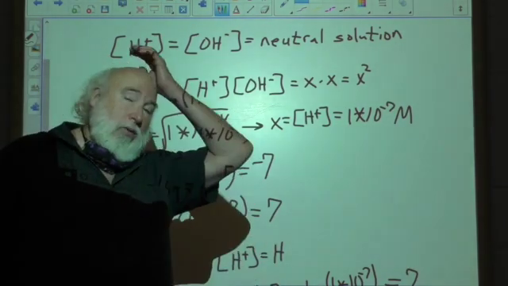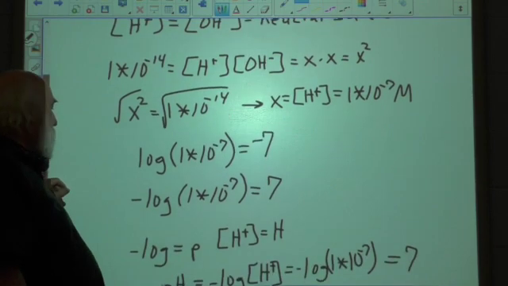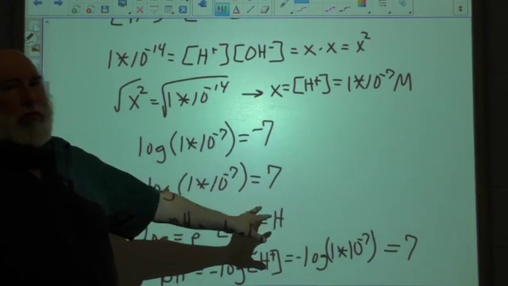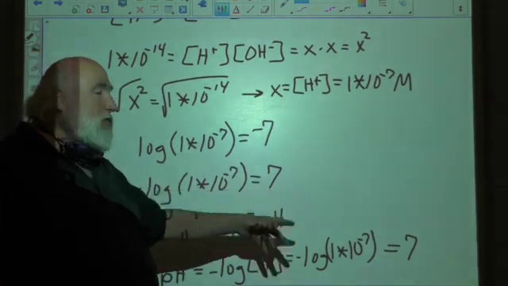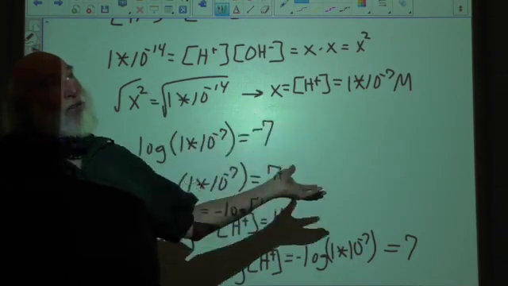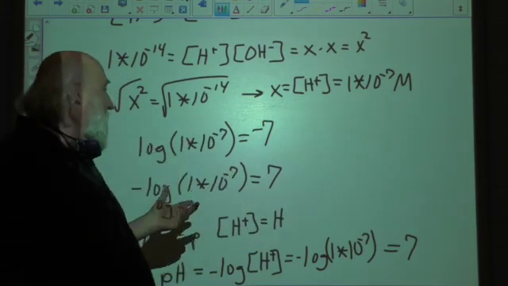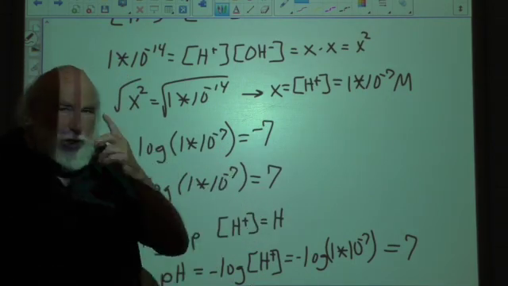And they said, well, we're going to have to change that too. So instead of taking the logarithm of 1 times 10 to the negative 7, they take the negative logarithm of 1 times 10 to the negative 7, and you have 7. Ooh, I like 7. 7 sounds so positive. It is positive, isn't it? I like 7. That's nice. But here's the thing about that.